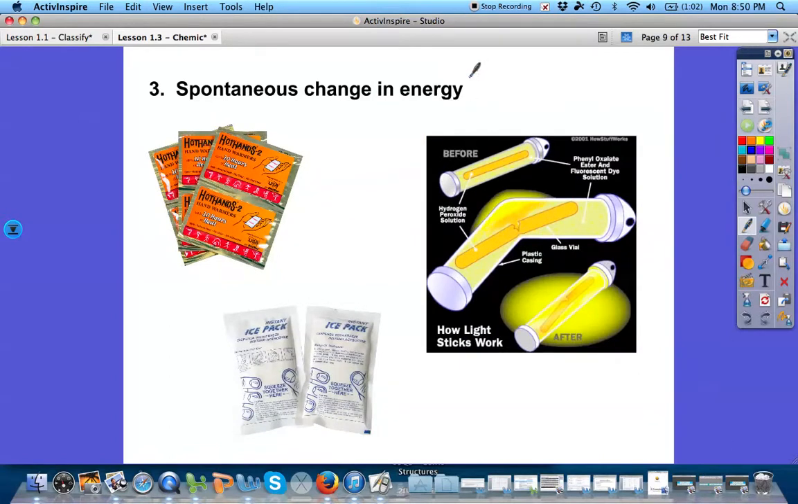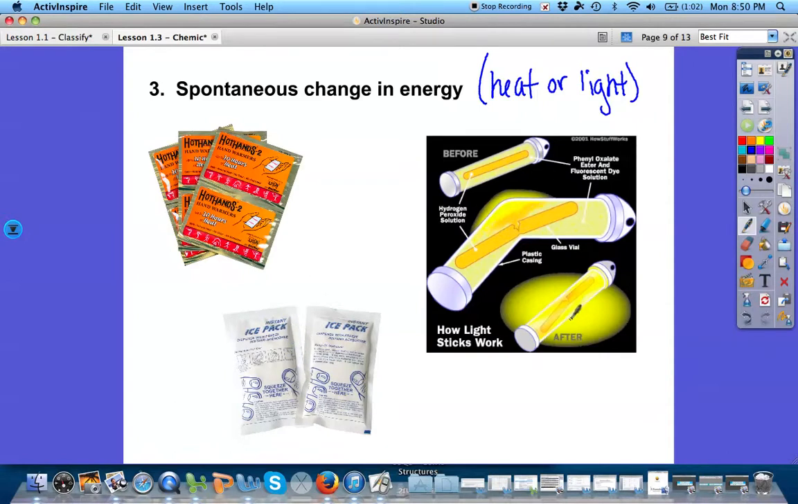Third indicator: spontaneous change in energy in the form of heat or light. So if you've ever used the hand warmers to keep your hands warm at a football game, you snap them and then the chemicals mix. They produce heat because it is an exothermic reaction. Same thing for the trainers that have the ice packs in their bags. It tells you to squeeze it together. You're mixing the chemicals. It becomes cold, so this is an endothermic reaction.